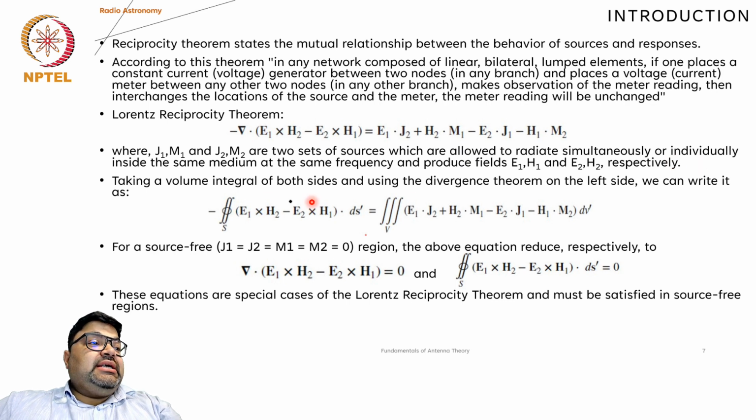respectively. Taking the volume integral, you can get the two sides, and for a source-free region, J1 equal to J2 equal to M1 equal to M2 equal to 0, the above equation reduces to divergence of this expression equal to 0, and hence this is also equal to 0. These equations are special cases of the Lorentz reciprocity theorem and must be satisfied in source-free regions.